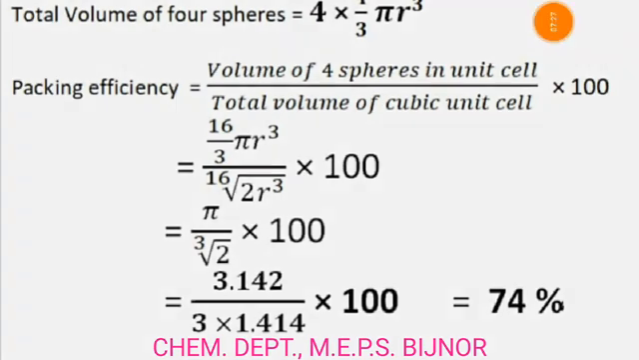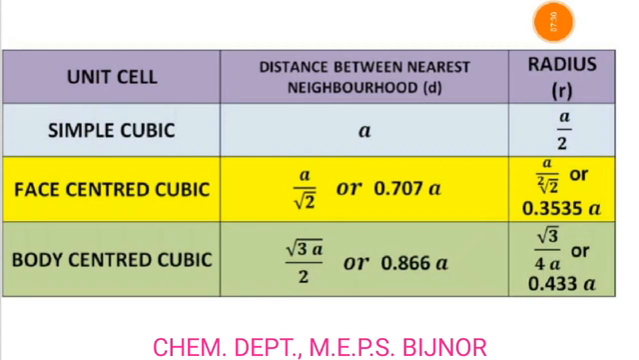Students, you can easily learn the unit cells: simple cubic, FCC and BCC. The distance between nearest neighbors is known as D, and the radius is R. The relationship is, in a simple cubic unit cell, the distance is A and the radius is equal to A upon 2, meaning half of the side. In an FCC, the distance is A divided by under root 2, or 0.707, multiplied by the side A, so we can calculate the distance.